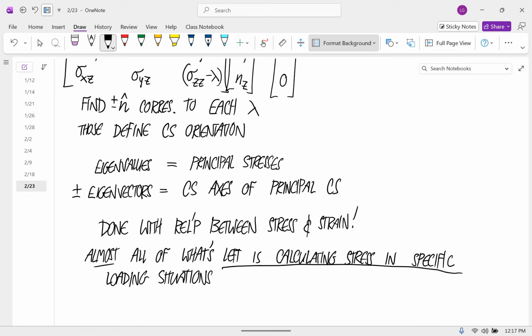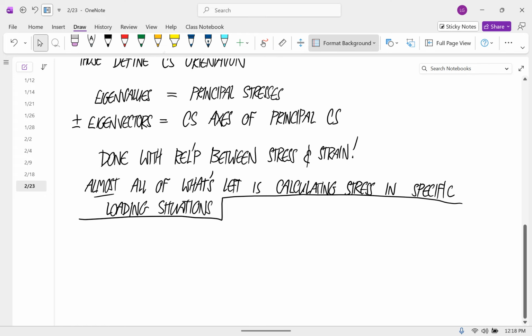So for a certain kind of beam, a certain kind of setup, you know how to calculate the stresses at a point in that beam. And once you do that, you can do all these other things that we've been doing. You can calculate the strain at that point. You can calculate how that stress would transform into a different coordinate system. You can calculate what the principal stresses are. So all that stuff we've done, we can still apply. But what we haven't done yet is calculate any stresses in actual loading environments. So that's what we're going to get into now.